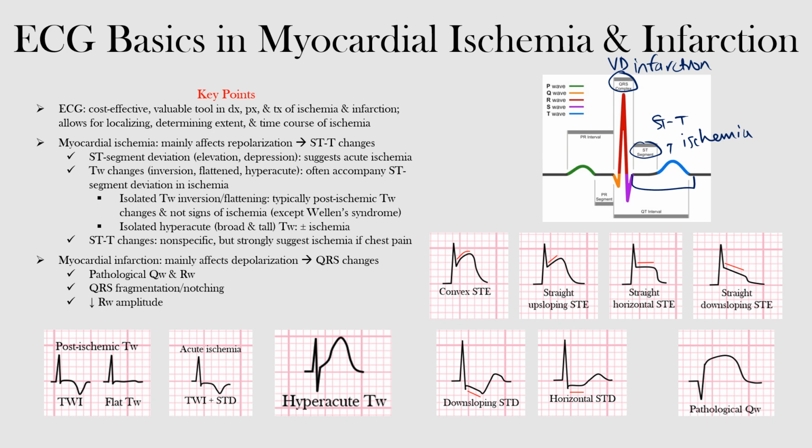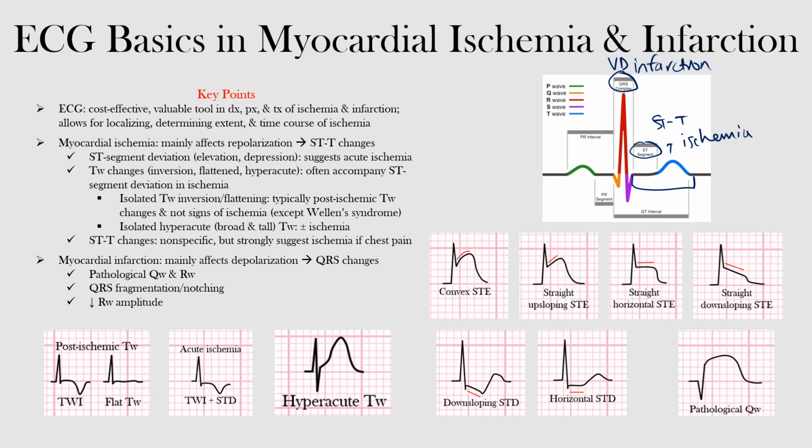In general, ST segment deviation suggests that there is acute or ongoing ischemia, and it is often accompanied by T wave changes. The T wave changes may manifest as inverted T waves, flat T waves, which have a low amplitude, or hyperacute T waves, which have a large amplitude. One thing to note is that isolated T wave inversions or flattening, that is, those that do not occur with any ST segment deviation, are not signs of acute myocardial ischemia. Rather, these occur after an ischemic event. We refer to these as post-ischemic T wave changes, post-ischemic T wave inversions, or post-ischemic flat T waves.